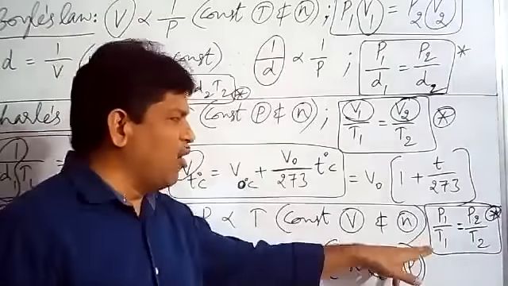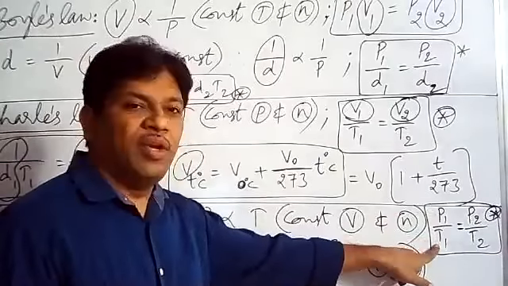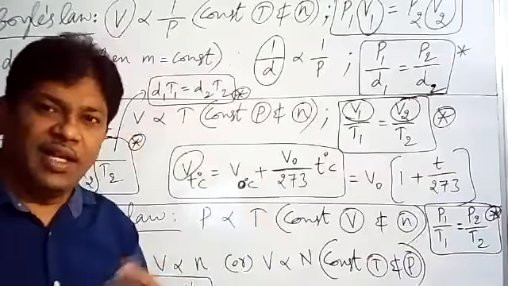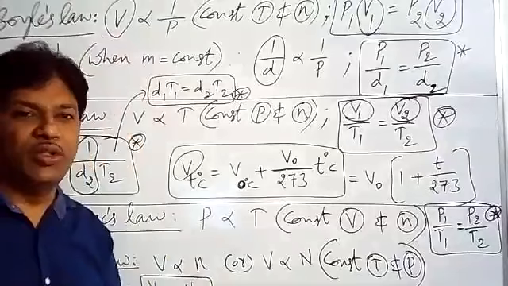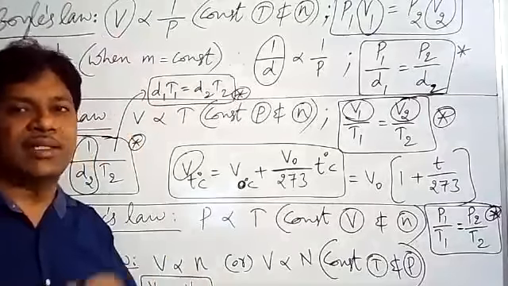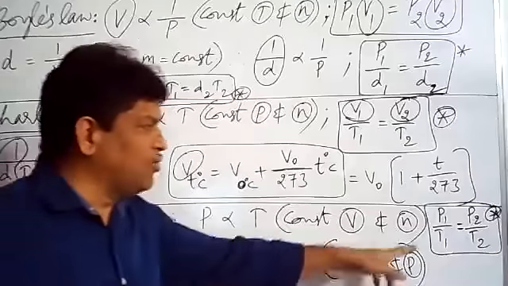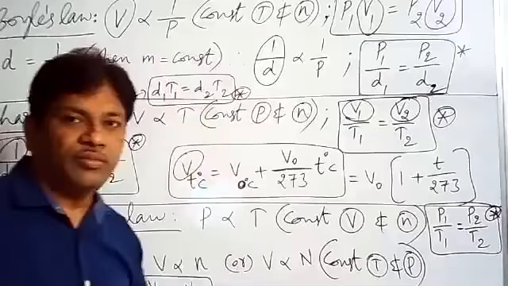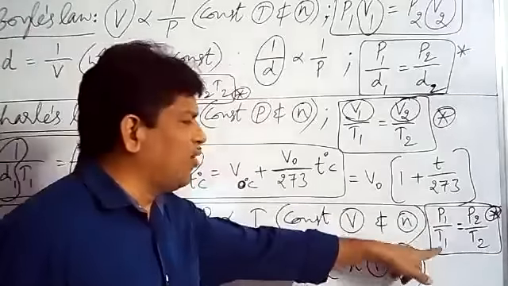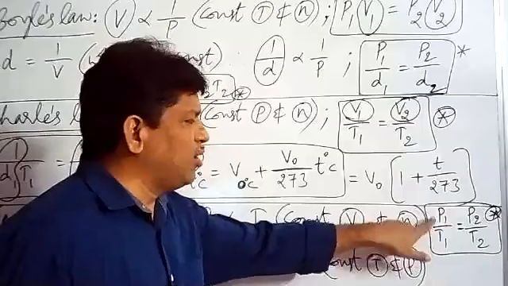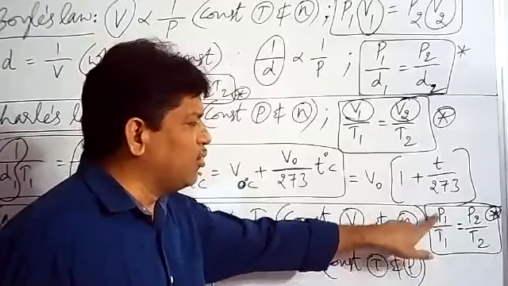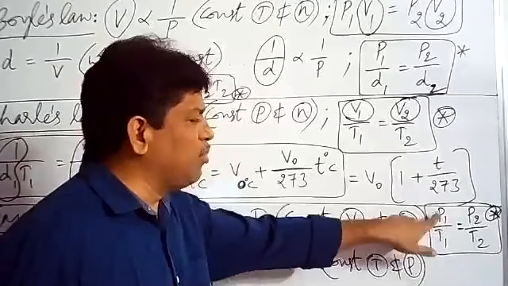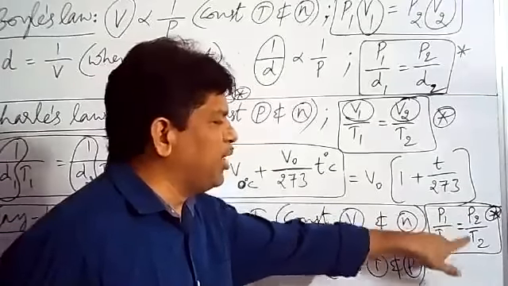Now here, we have P1 by T1 equal to P2 by T2. This is the equation for Gay-Lussac's law. Why? Because pressure and temperature are related directly, numerator value and denominator value. Directly proportional. Then we get the formula P1 by T1 is equal to P2 by T2.